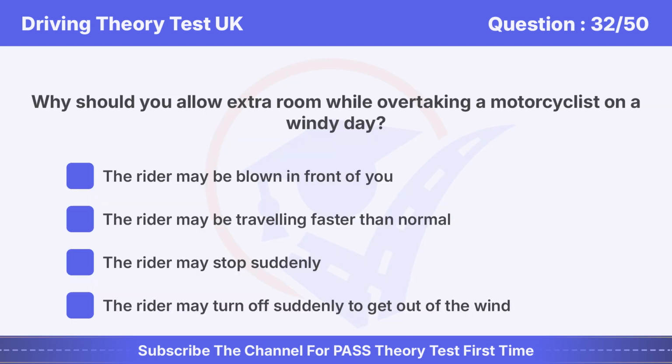Question 32. Why should you allow extra room while overtaking a motorcyclist on a windy day? Answer is A. The rider may be blown in front of you.